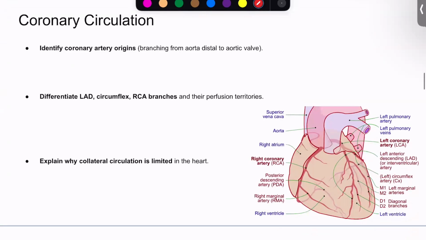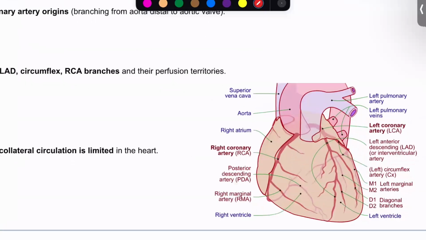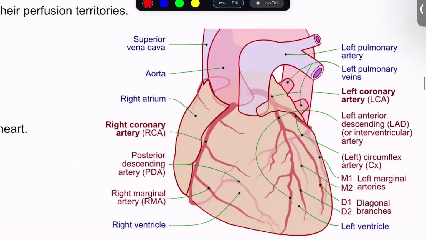All right, coronary circulation. Okay, so identify the coronary artery origins. So first up, we have our left and right coronary arteries. And so these actually arise from our aorta. So here's our aorta right here, the biggest artery in the body. But if you look right here, we have these little out pouches right here, right here. So we've got our right coronary artery and our left coronary artery. It's coming right off of our aorta.